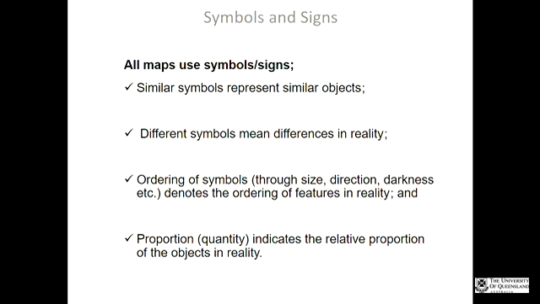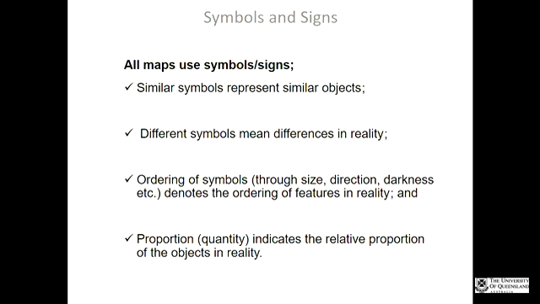Symbols and signs are really, really important. A few principles to think about. Similar symbols represent similar objects, and different symbols mean differences in reality, so don't use the same symbol to mean different things. We can use symbols to order things, so we can use sizes of symbols to represent different values. We could have sizes of a symbol for representing cities, maybe a circle, where big circles represent big cities with large numbers of people, and small circles represent small cities with small numbers of people.